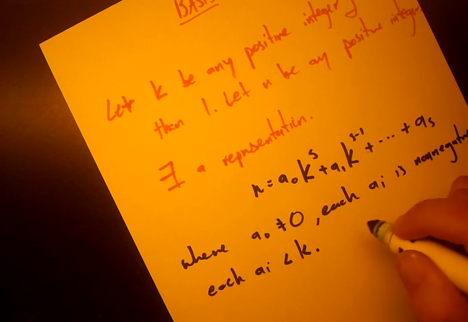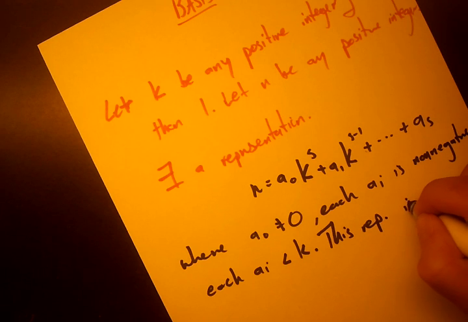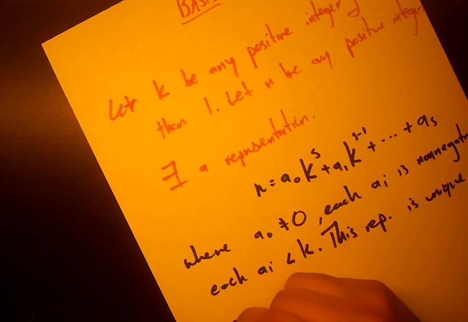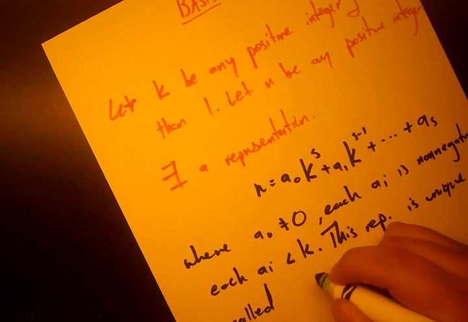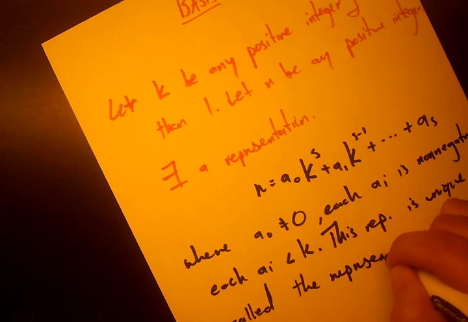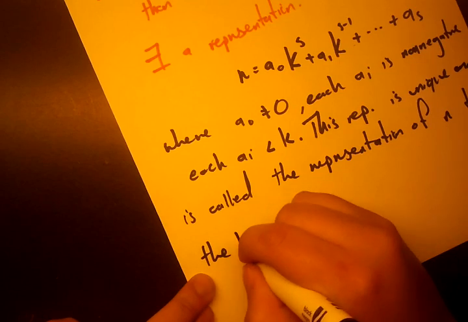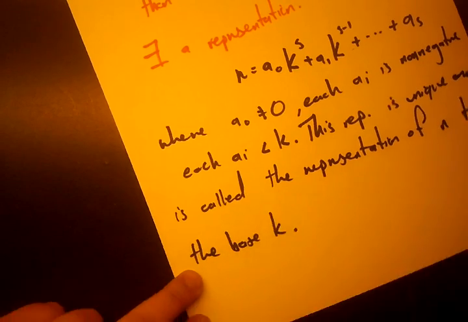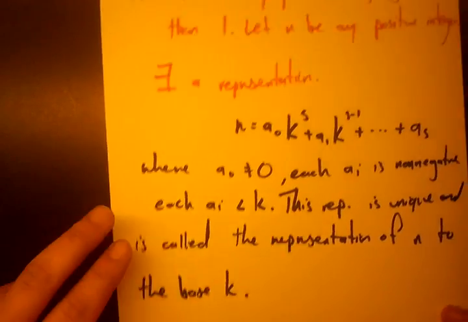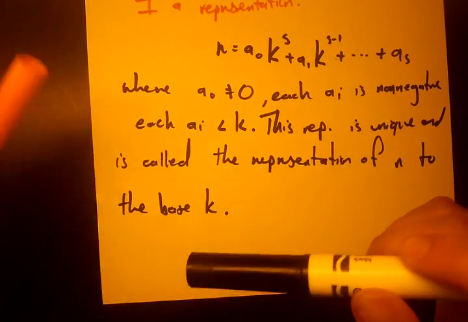So the theorem says that this representation is unique and is called the representation of n to the base k. Okay, so in this video I think we'll just go over what the theorem really means. In the next video we'll go about proving it.